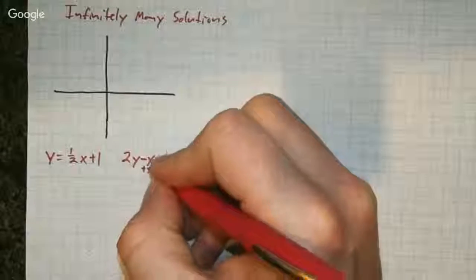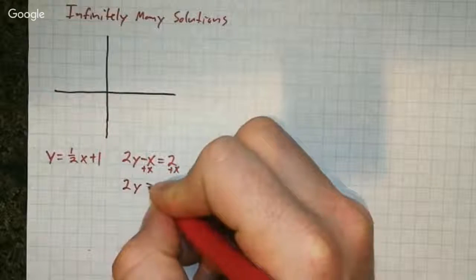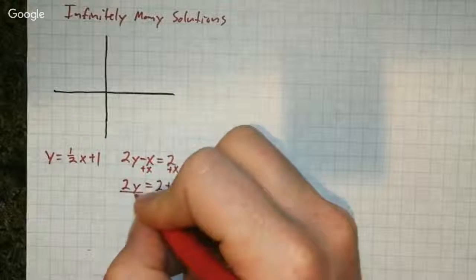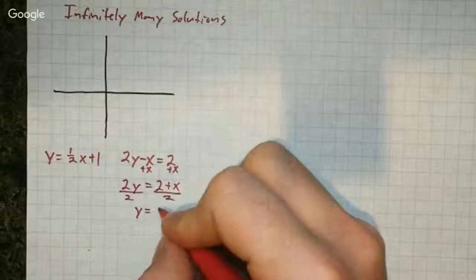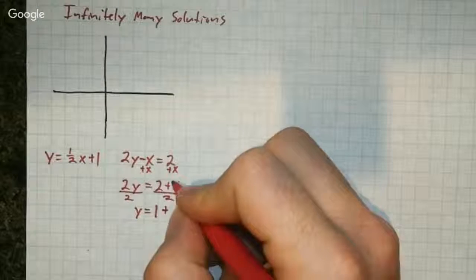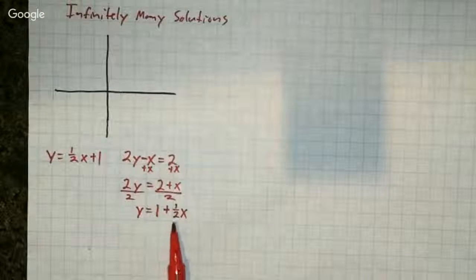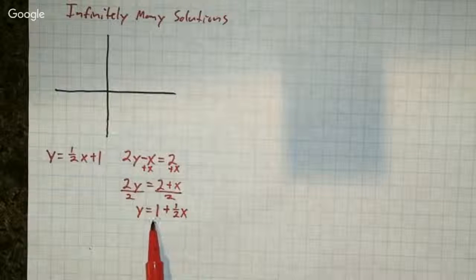We add x to this. We add x to this. We now have 2y equals 2 plus x. We then divide by 2, and we divide by 2. Y equals 2 over 2 is 1 plus 1x over 2. So it's going to be 1/2 x. As you can see, even though they are flipped around, this is the same equation.